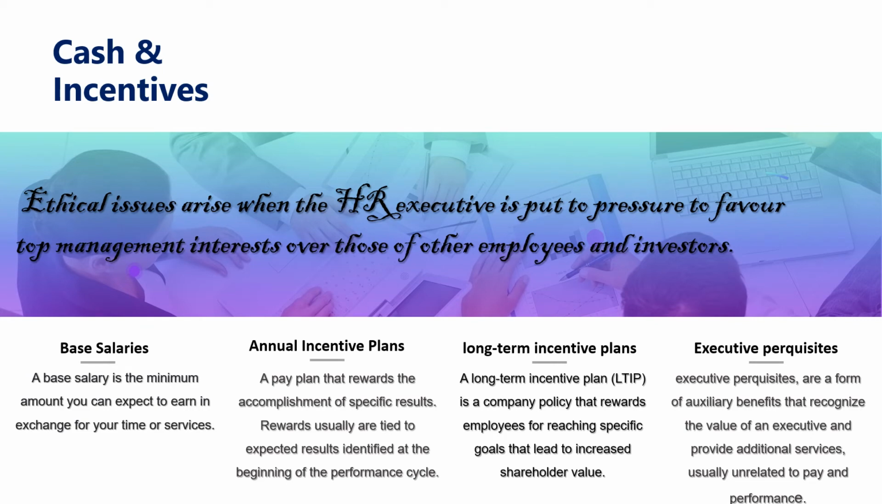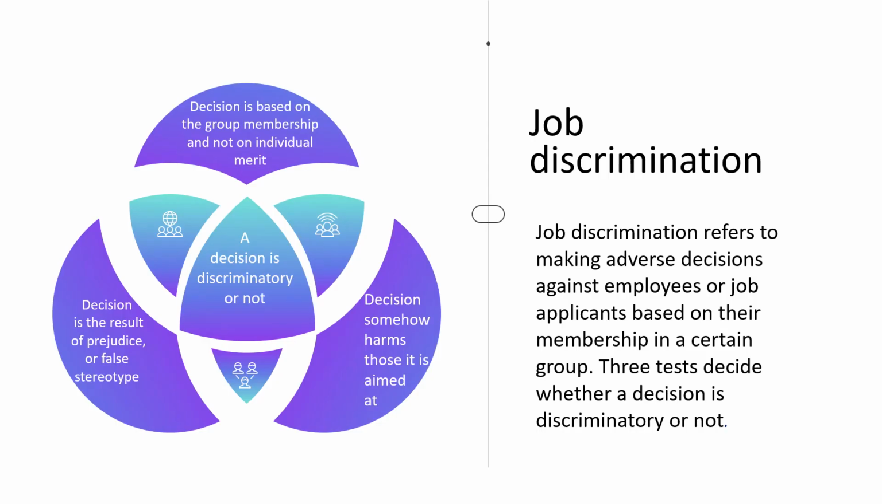The next point is job discrimination, which refers to making adverse decisions against employees or job applicants based on their membership in a certain group. Three tests decide whether a decision is discriminatory or not. The first is that the decision is based on group membership and not on individual merit. Second, the decision is the result of prejudice or false stereotype. Third, the decision somehow harms those it is aimed at. On this basis, whether a decision is discriminatory or not is decided.